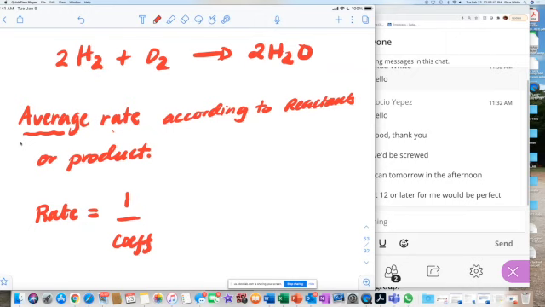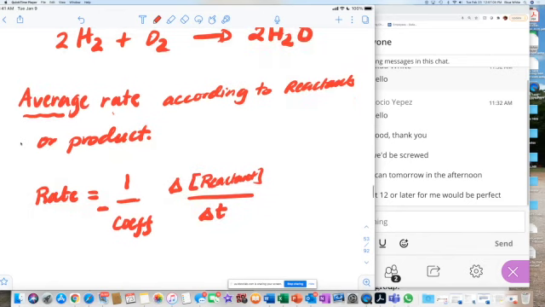Okay, 1 over the coefficient. And if you had a reactant, don't forget to put a negative, right? Negative 1 over the coefficient, and then you have the change in the concentration of the reactant or product over the change in time, okay? And this is the method you will use to get the rate of the reaction if they tell you to find it according to the reactant or the product.